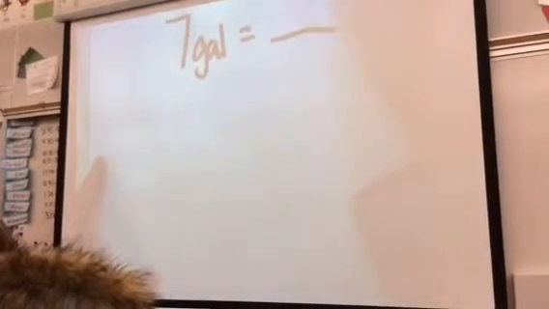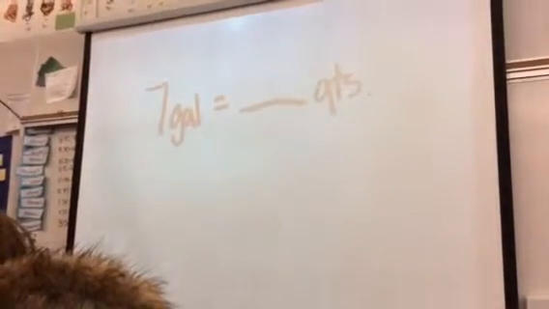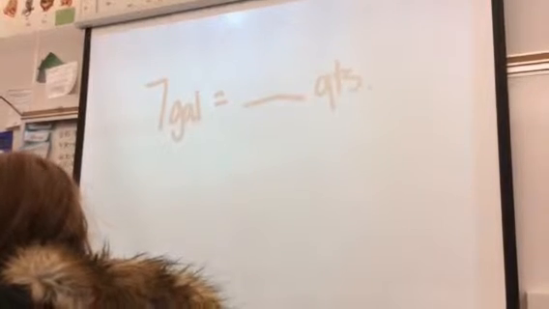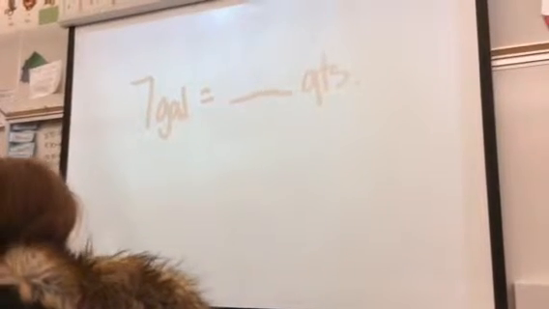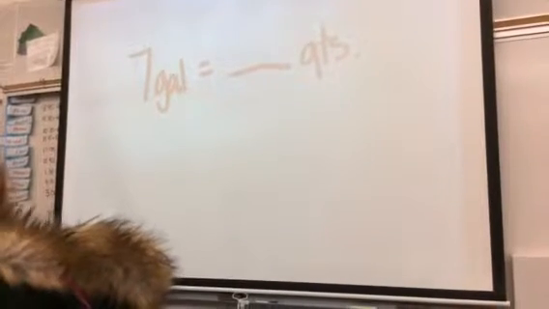I'm going to start with 7 gallons. Don't write anything, just watch. 7 gallons equals how many quarts? Okay, so what I want everyone to do right now is look at your green paper, and I want you guys to find gallons and quarts, and then point to it. Point to it, and whisper to your partner how many gallons are in a quart or how many quarts are in a gallon.